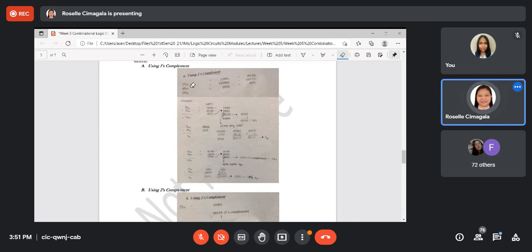So let's say, what is an example using complement? If you say ones complement, let's say we have a decimal number like 25, 40 or 10.